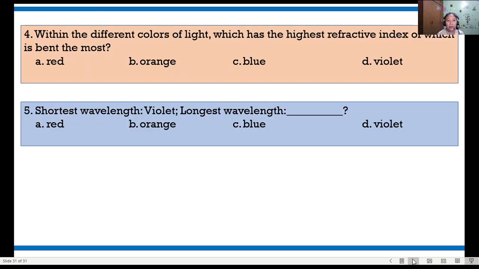Next, number 4. Within the different colors of light, which has the highest refractive index, of which is bent the most? A. Red. B. Orange. C. Blue. D. Violet. Number 5. Shortest wavelength, violet. Longest wavelength, blank. A. Red. B. Orange. C. Blue. D. Violet.